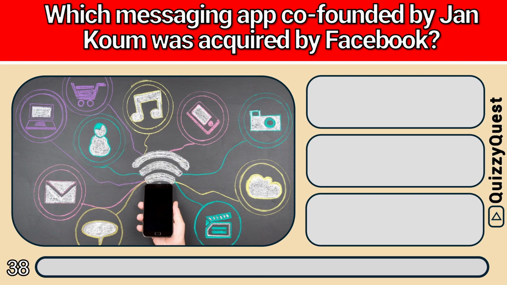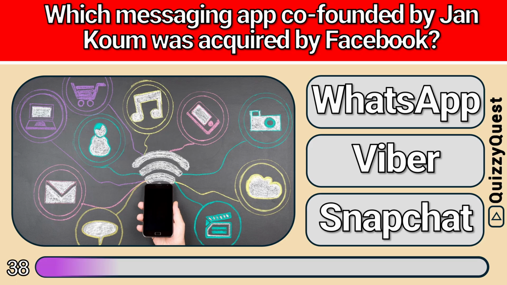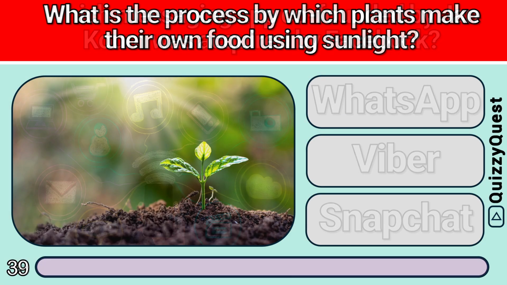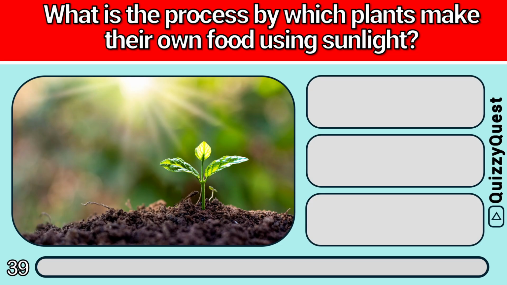Which messaging app co-founded by Jan Koum was acquired by Facebook? Is it A, WhatsApp, B, Viber, or C, Snapchat? It is A, WhatsApp. What is the process by which plants make their own food using sunlight?